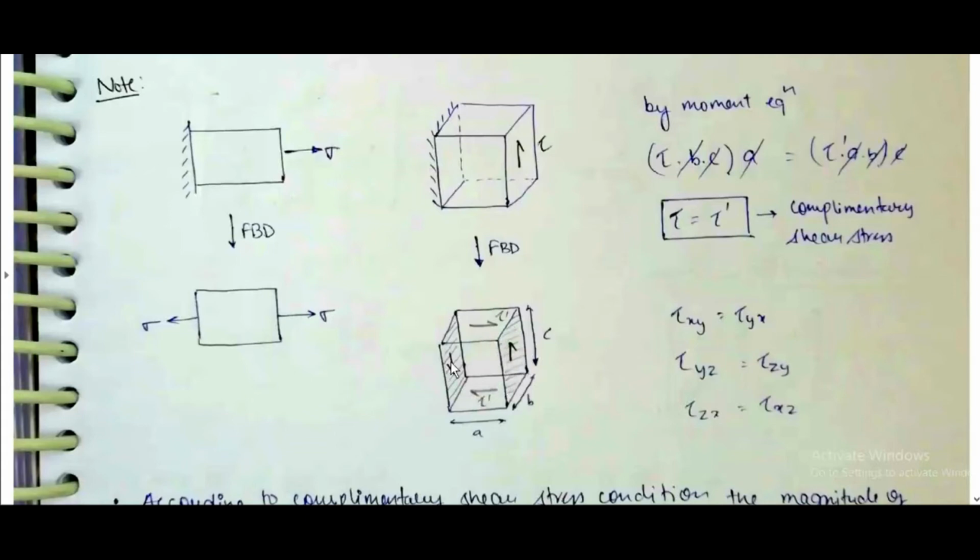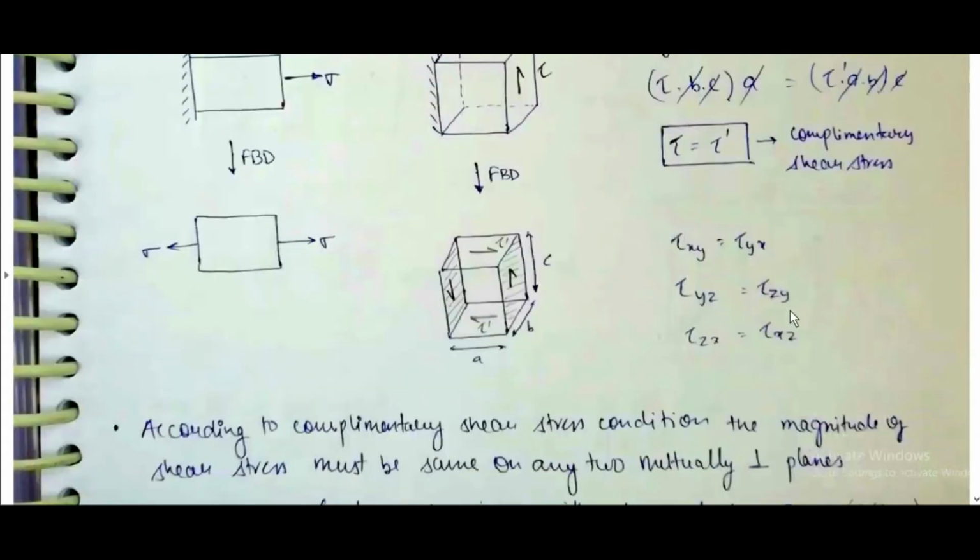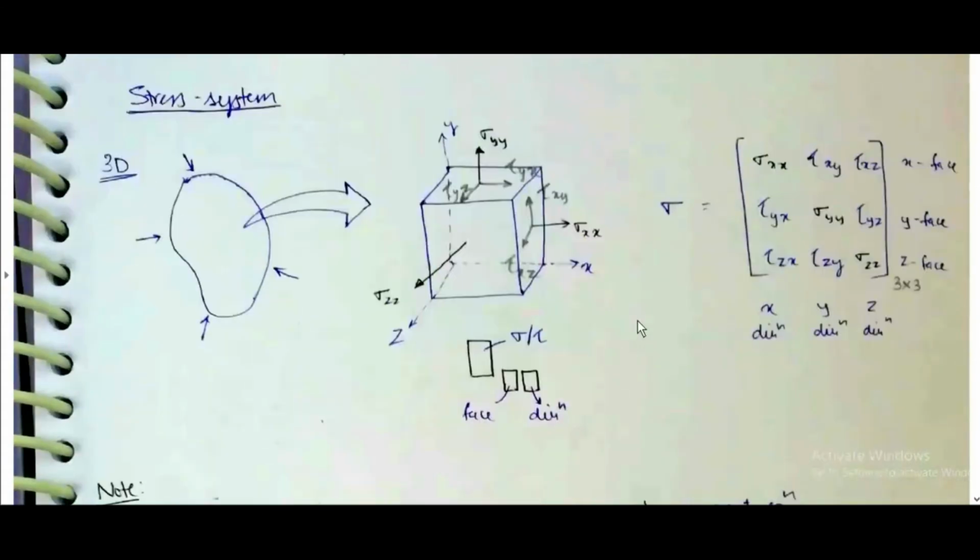These two are complementary stresses. By moment equation, tau BC into A, which is force here, is equal to tau dash AB into C, which will be here. By moment balance equation, tau is equal to tau dash, complementary shear stress. Complementary shear stress: tau xy is equal to tau yx. Tau yz is equal to tau zy. Tau zx is equal to tau xz.